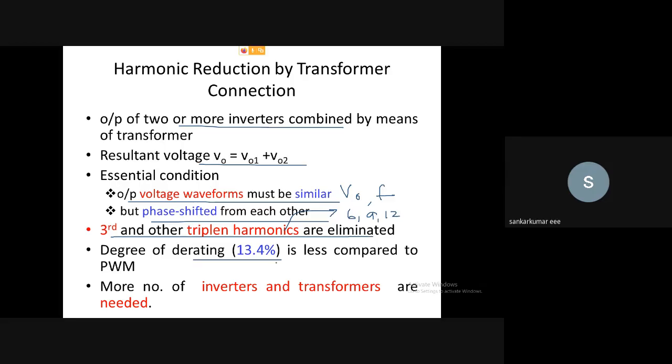Here the distortion rating will be 13.4 percent, which is less when compared to the previous case, the PWM. But what is the disadvantage? Here the number of inverters and transformers is higher, which also reduces the efficiency of the system. If the number of stages or components is increased in any system, the efficiency reduces, since the losses are high in each device. Cumulatively the losses will be high, so the efficiency of the overall system will be less.